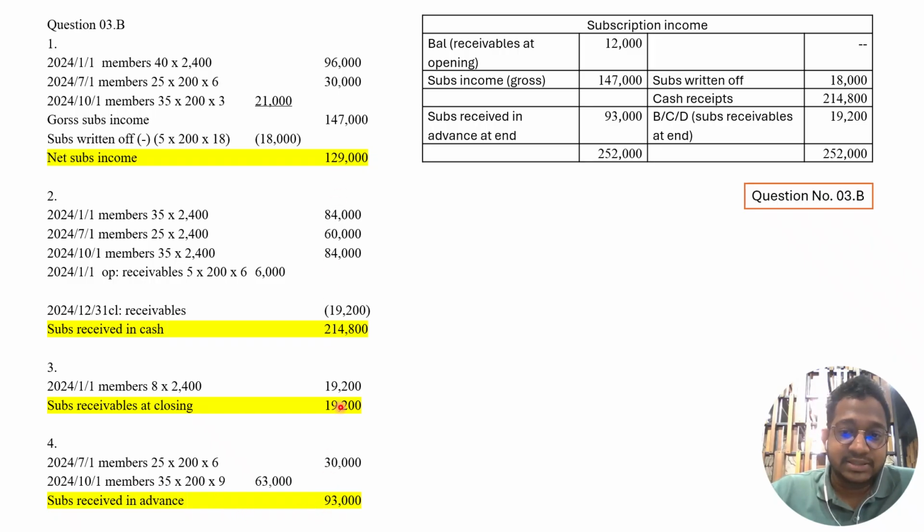And in all these cases, you can find out some subscription income as well. So the hardest thing is to find out the subscription received in cash. To do that, you can record the subscription income, receivables, and received in advance as at the closing date in the subscription account, and then balance that, and then you can find out the cash receipts. Either way, it's okay. But they don't ask for the subscription income account, right? They are only asking these cases. But to find out the subscription received in cash, you can follow the subscription income account as it's given here. Okay.